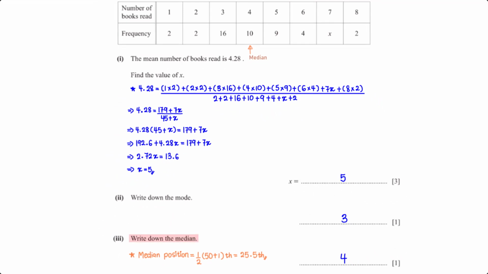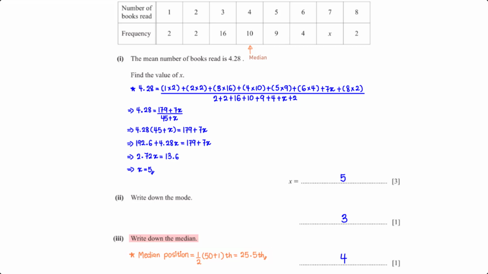Write down the median. The median is the middle number. To get the position of the middle number, we apply the formula half n plus 1, where n, which is the sum of the frequencies, is 50. This gives us 25.5. This means the median is between the 25th and 26th numbers.